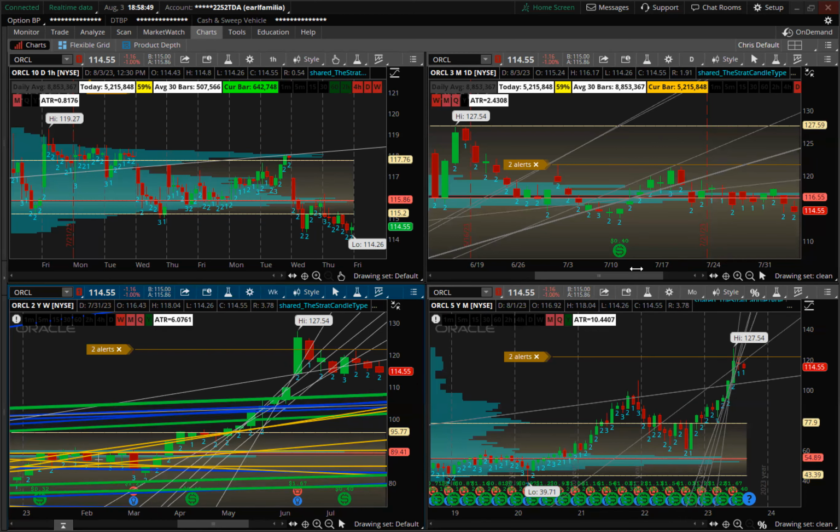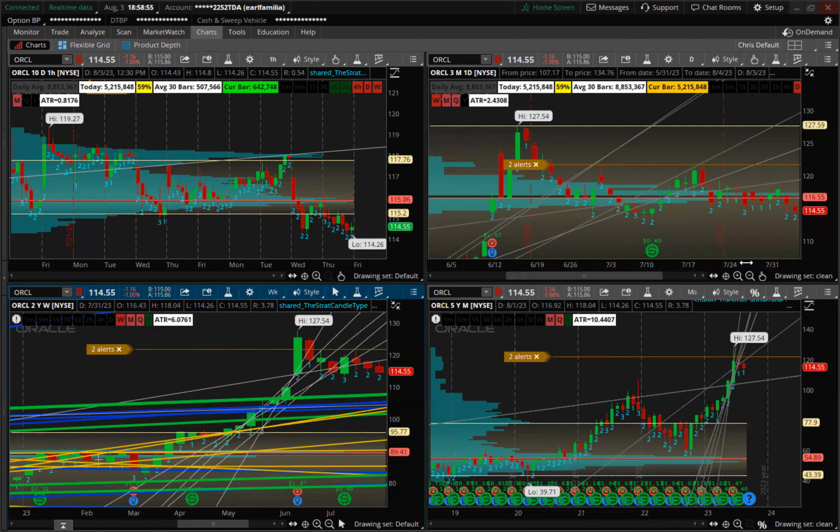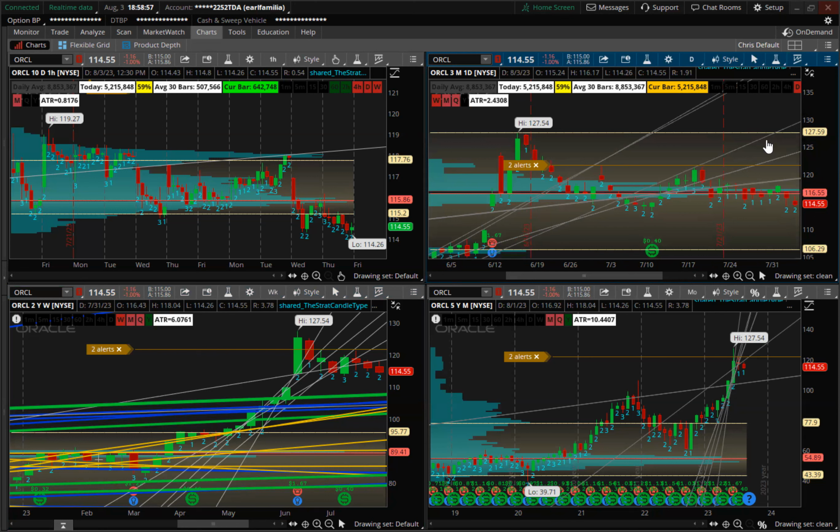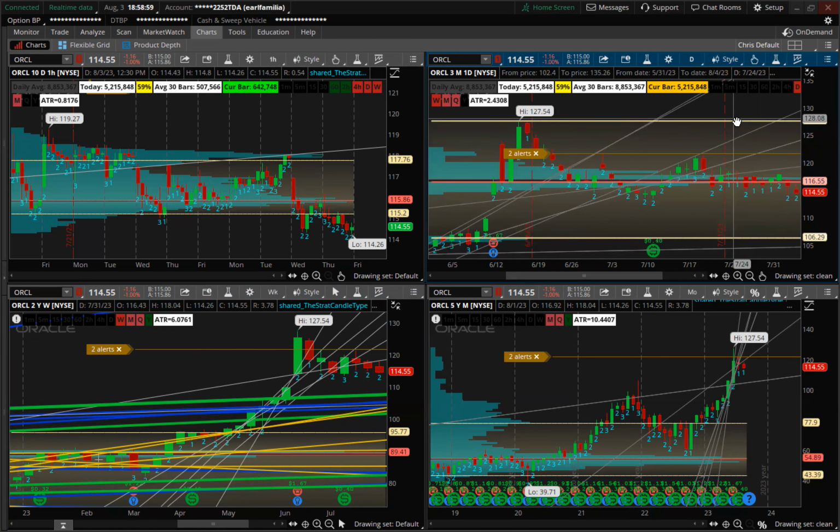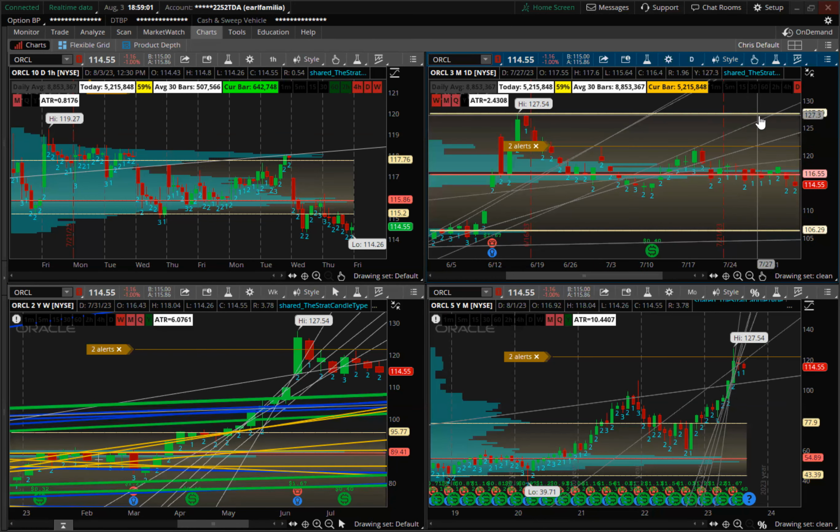Obviously, you might not catch it all tomorrow. But yeah, this one's got a potential to go down from here. Made this little move and then gap down and then made a shooter after that.